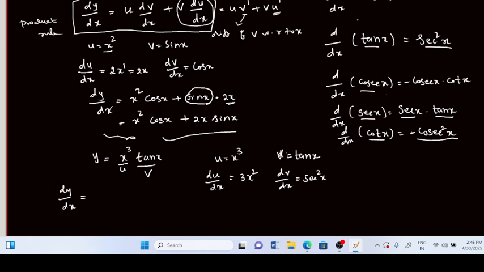So here I am substituting u, which is nothing but x power 3. The first term we write as it is. Second term, the differentiation is secant square x, multiplied with this one: secant square x, plus v is tan x multiplied with 3x square. Remember, we can write this as x power 3 into secant square x plus 3x square into tan x.